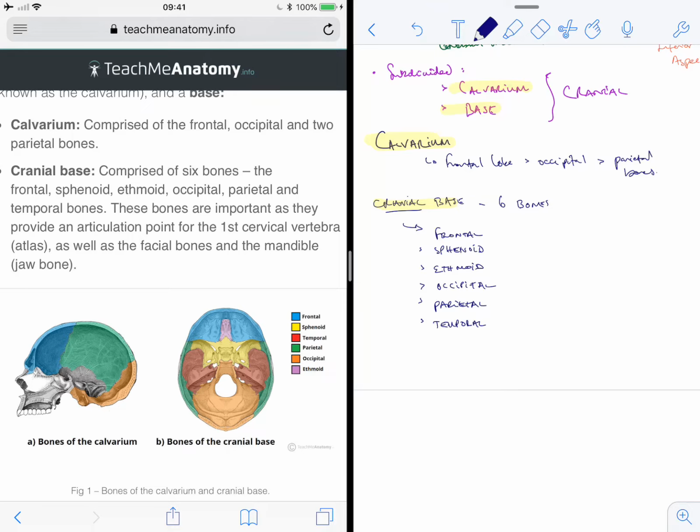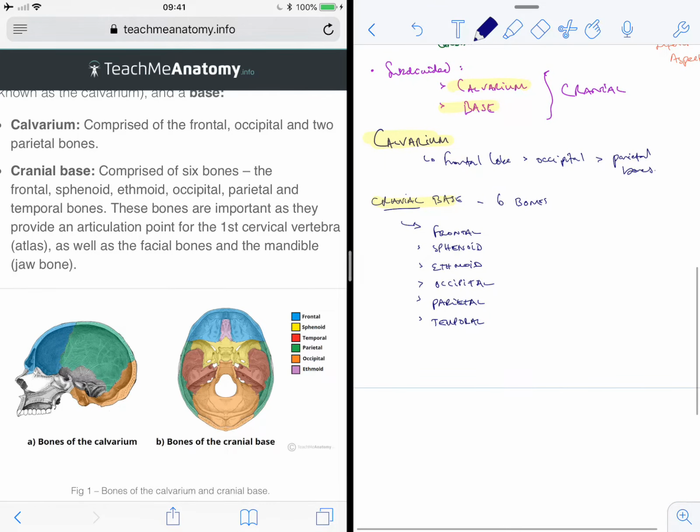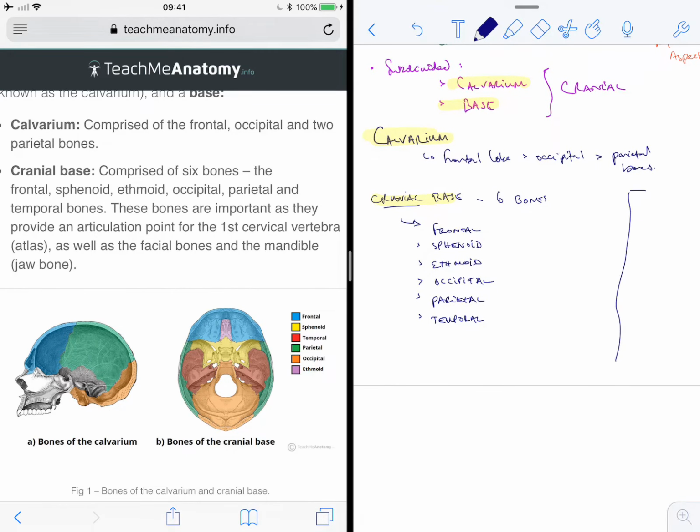Now your vertebral column, this is something that I know a little bit about. Your vertebral column. Split into, is it four? We will see. Is it split into your cervical?